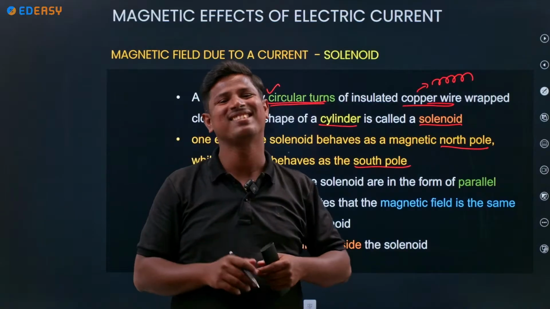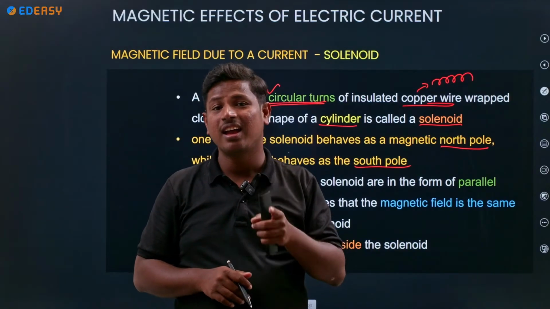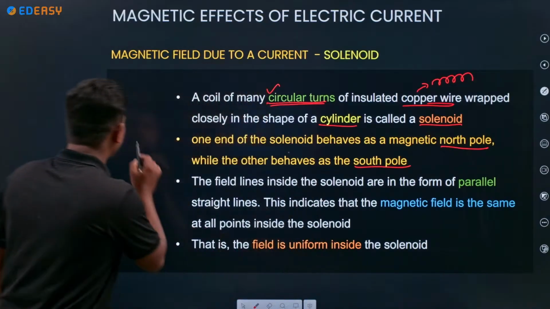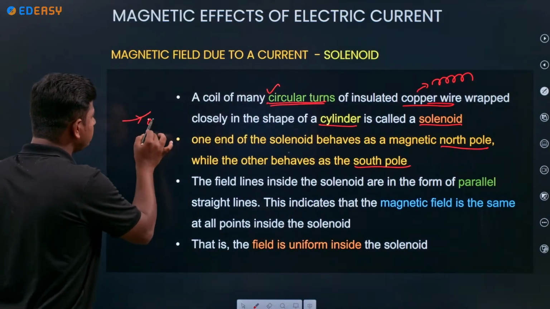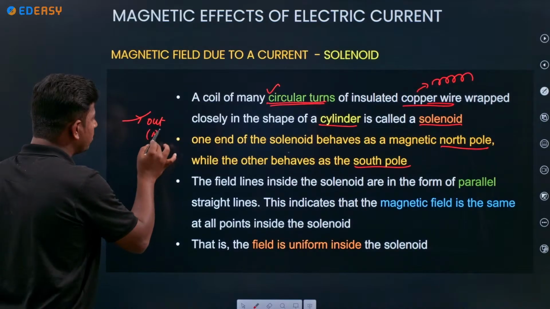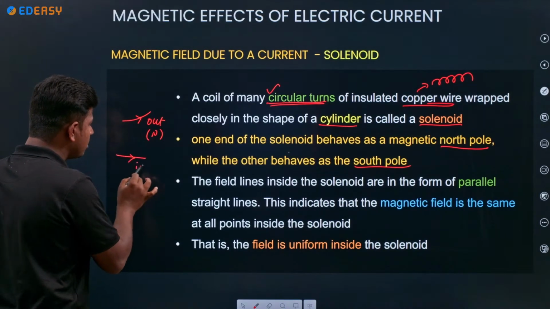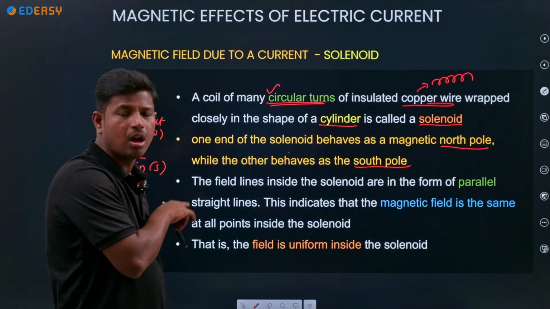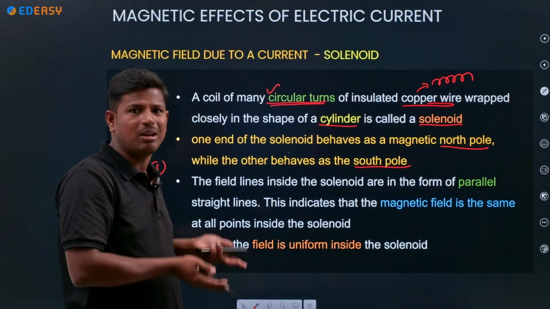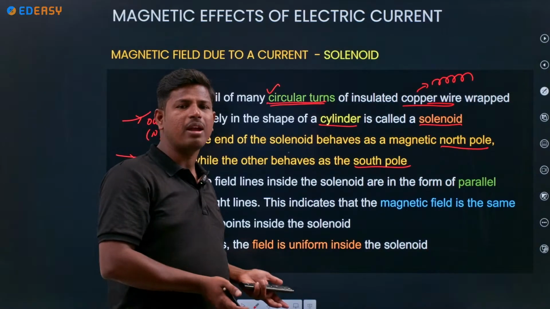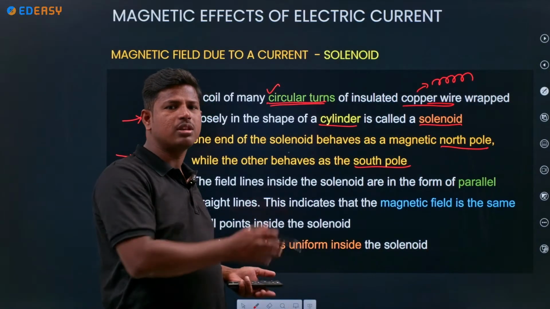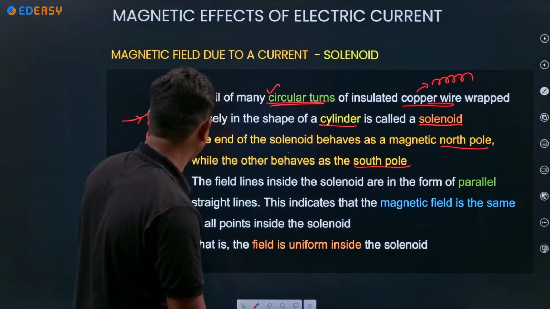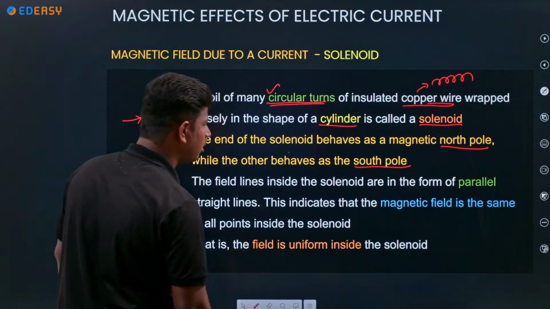Give an answer in the comment section also. How can you find out which is north and which is south? Field lines out, north pole. Field lines in, south pole. In means south pole, out means north pole. It behaves like a bar magnet, so how would a bar magnet be? North pole outside, south pole inside. That's it.